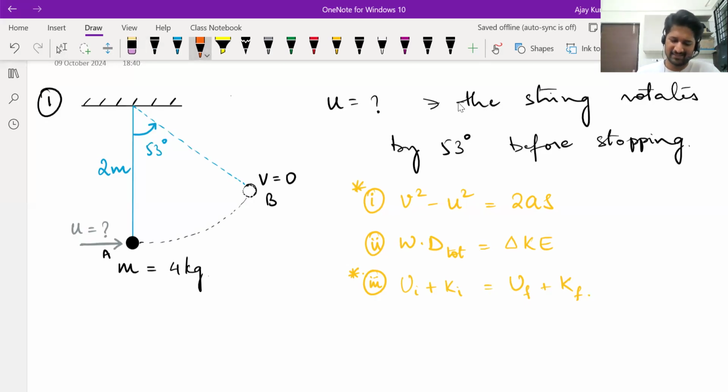It is variable. Here, tension will be acting this way. At some instant in between, it will be acting like this. At this position, it will be acting like this. So at different instants, it's in different directions.